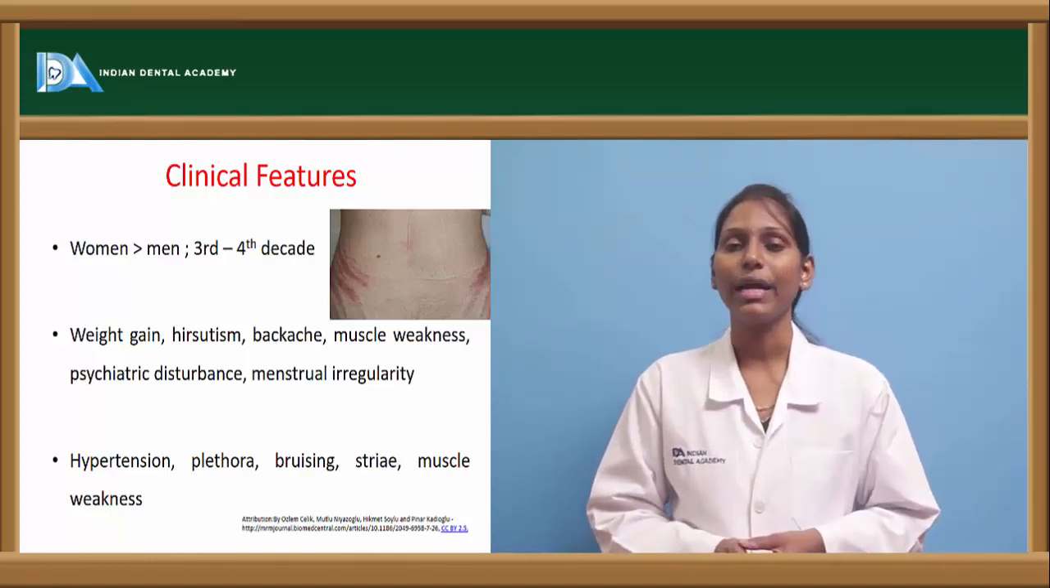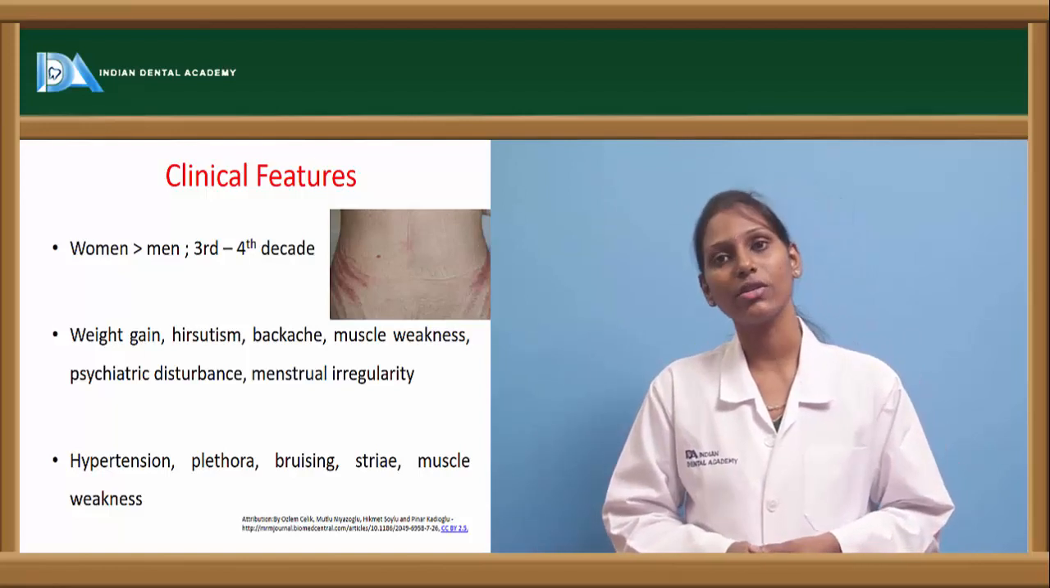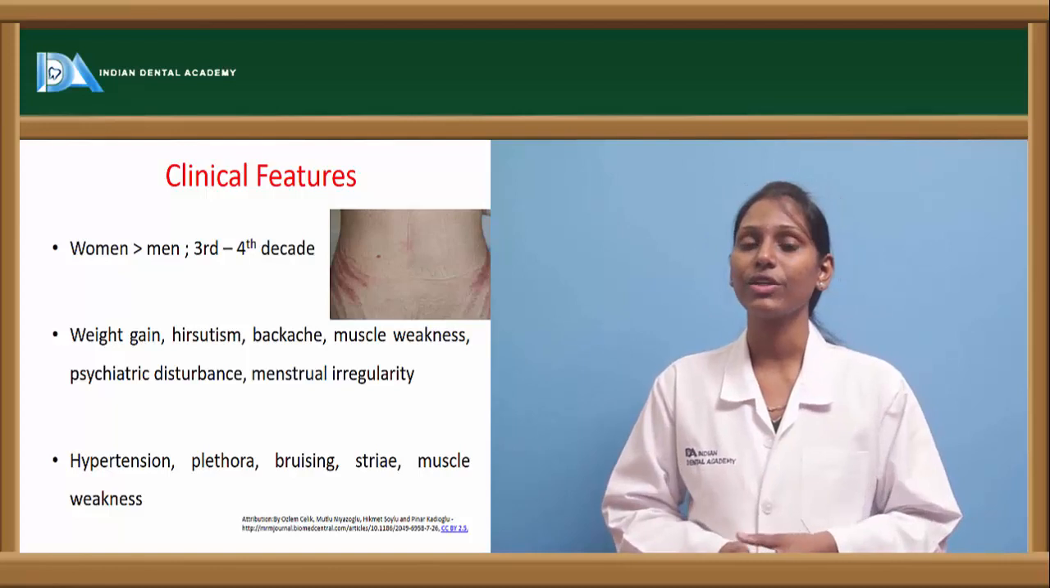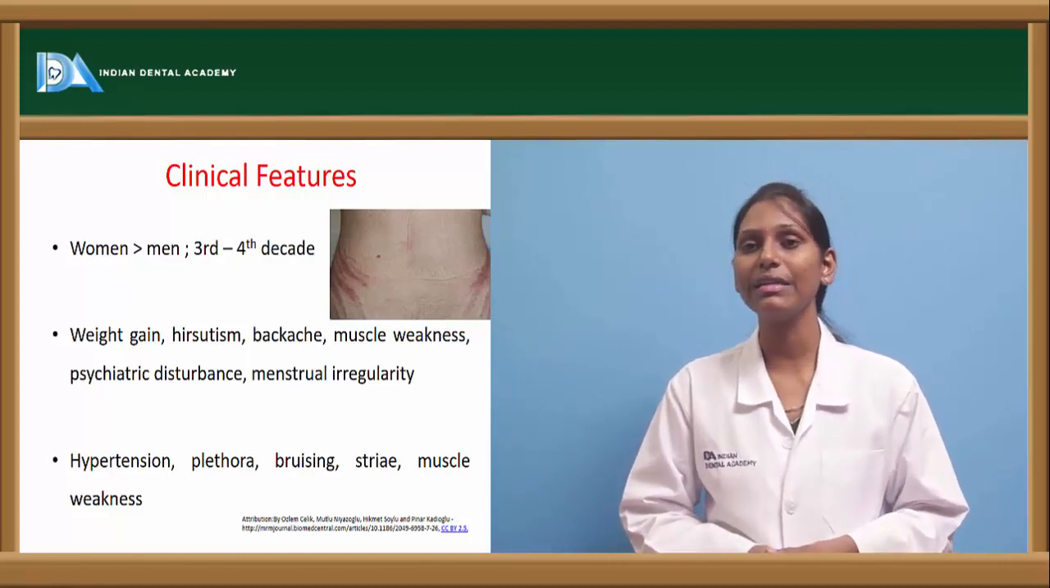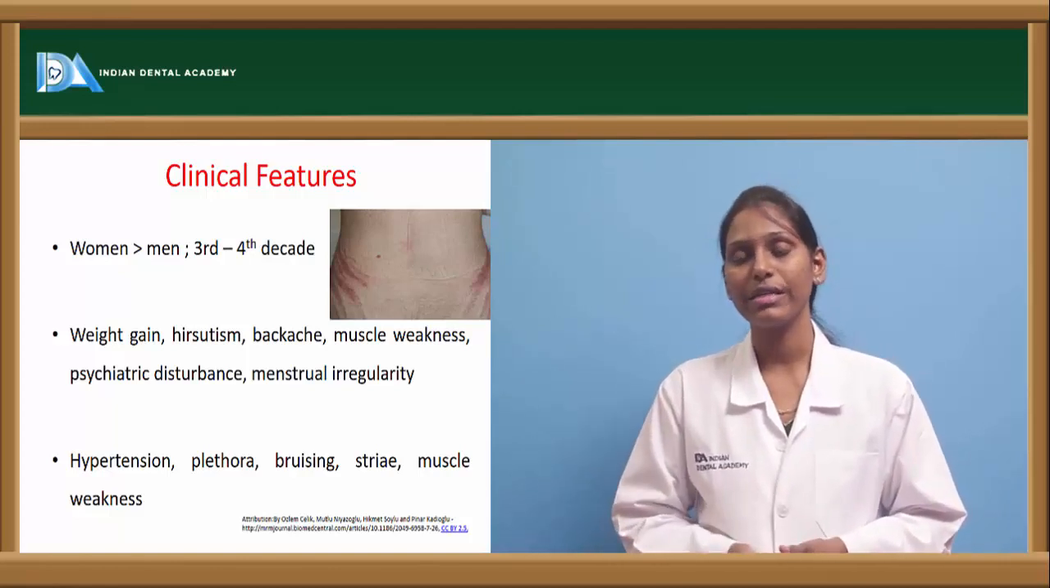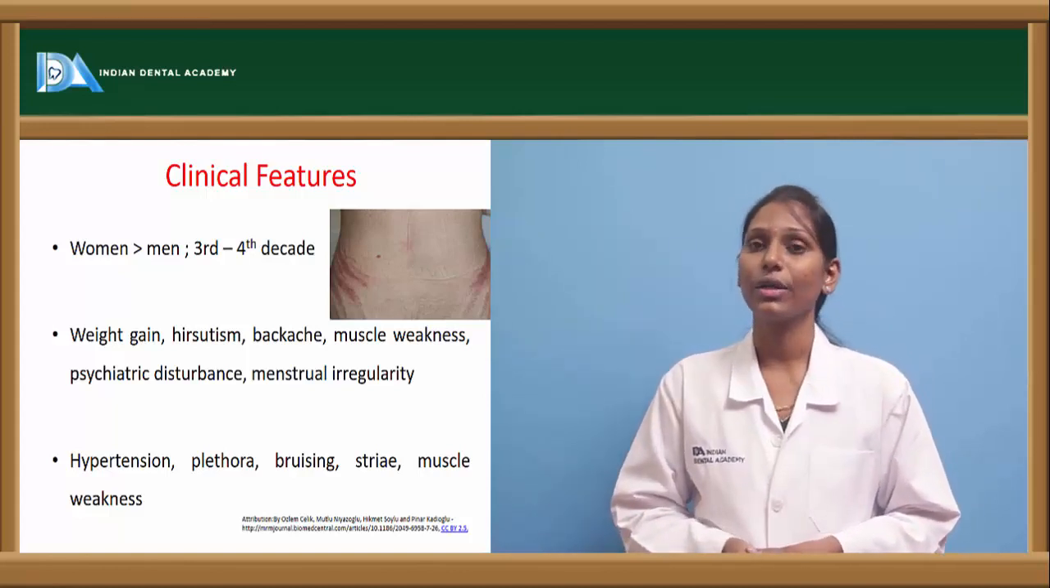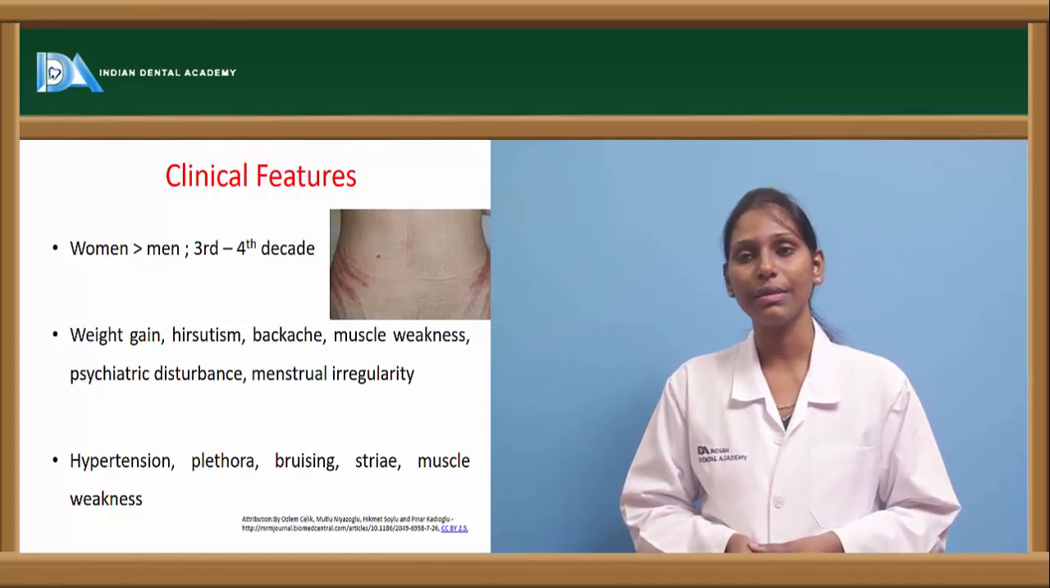This is because whenever there is excessive cortisol secretion, it has a negative, that is depressive, effect on the gonadotrophins. So whenever there is decreased gonadotrophin release, it can lead to menstrual irregularity, gynecomastia, hirsutism, etc.